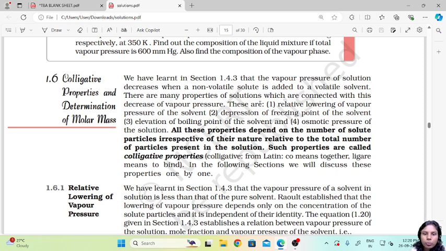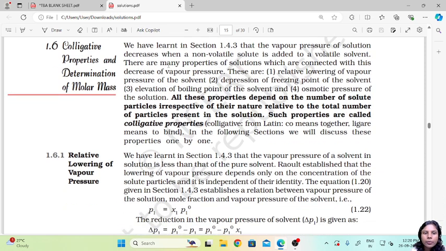Now there are many properties of solutions which are connected with this decrease of vapor pressure. A few of them are relative lowering of vapor pressure of the solvent, depression of freezing point of the solvent, elevation of boiling point of the solvent, and osmotic pressure of the solution.